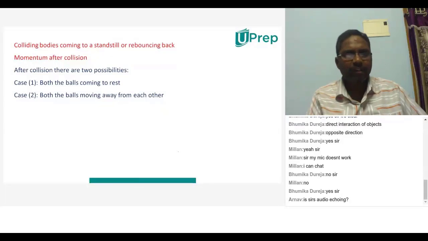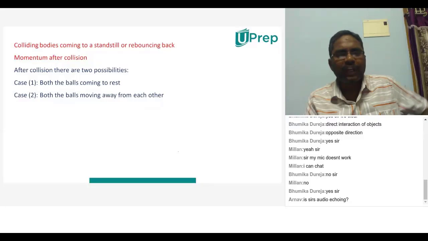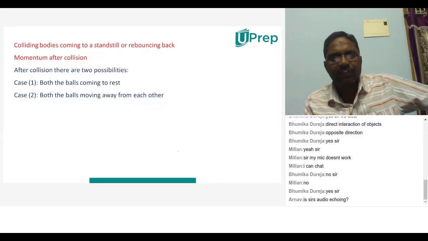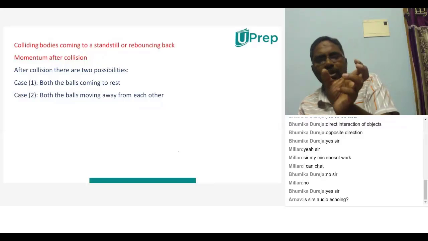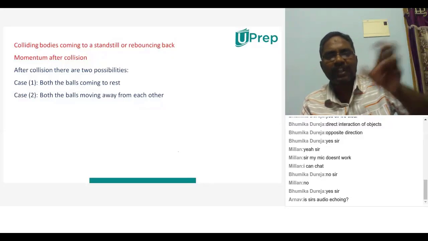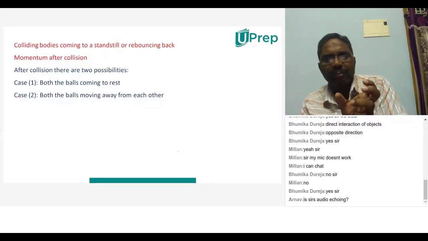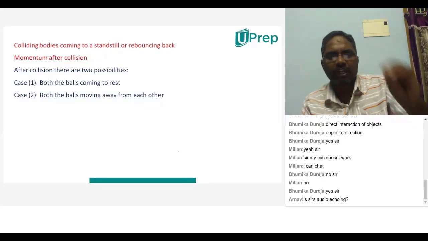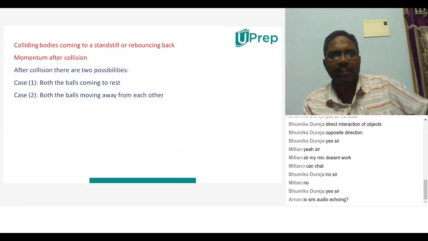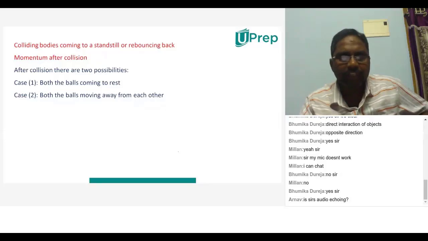I opened it. Right. Now, colliding bodies come to a standstill or rebound back. In that case, you are learning about how much momentum a system has before collision and how much after collision. Before collision, the total momentum of the system will be zero. That you already learned. But now let us try to understand how many possibilities there are such that the law of conservation of momentum will be valid. There are two possibilities here.